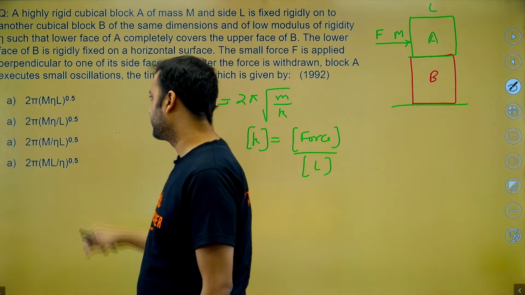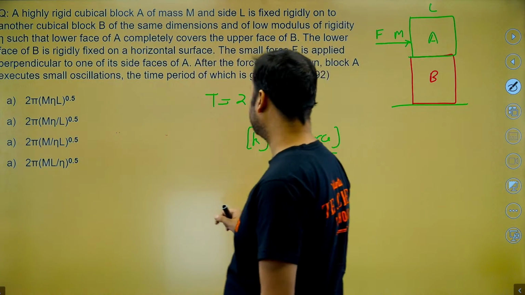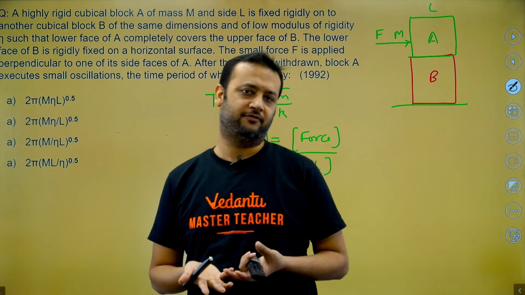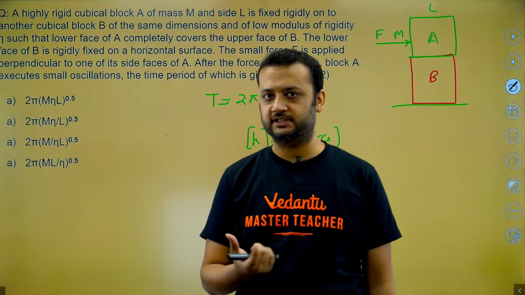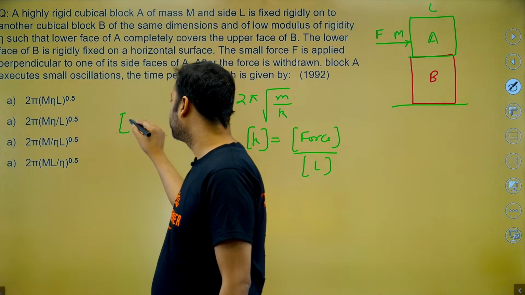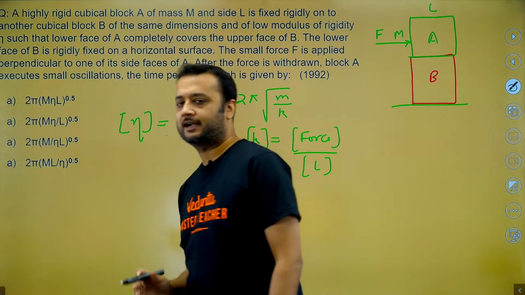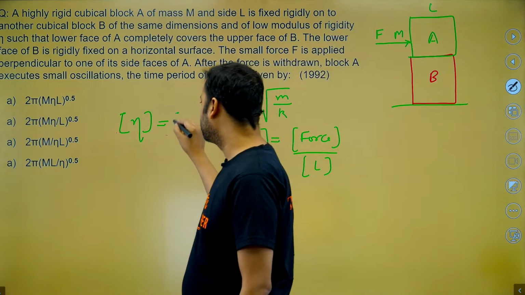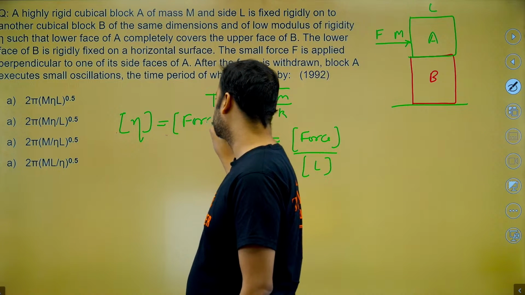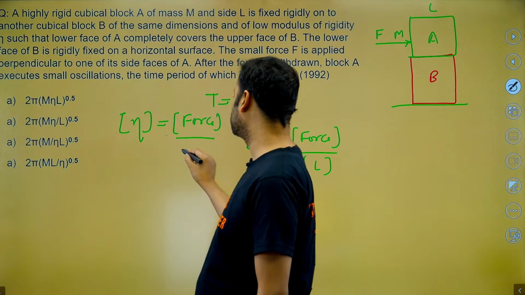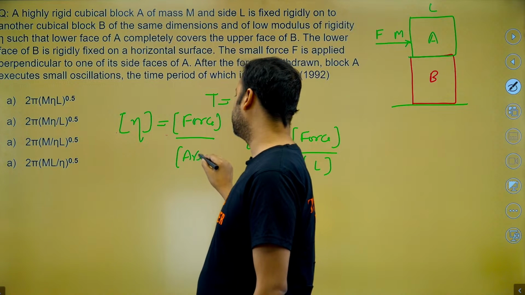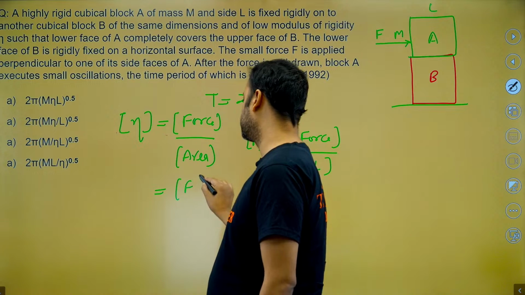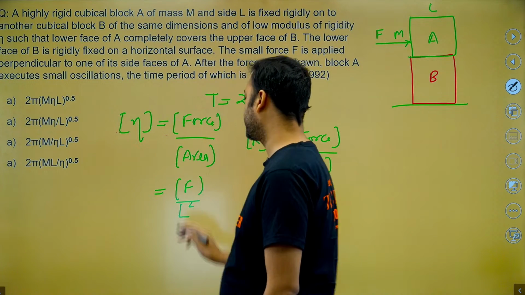Let's quickly find the dimension of eta. Eta is the modulus of rigidity, so the dimension of the modulus of rigidity will be that of pressure, that means force upon area. So the dimension of eta equals force upon area, which is the dimension of force upon the dimension of area, L square.